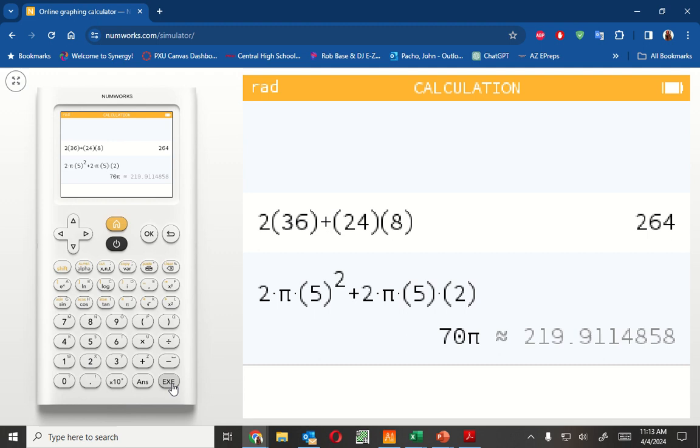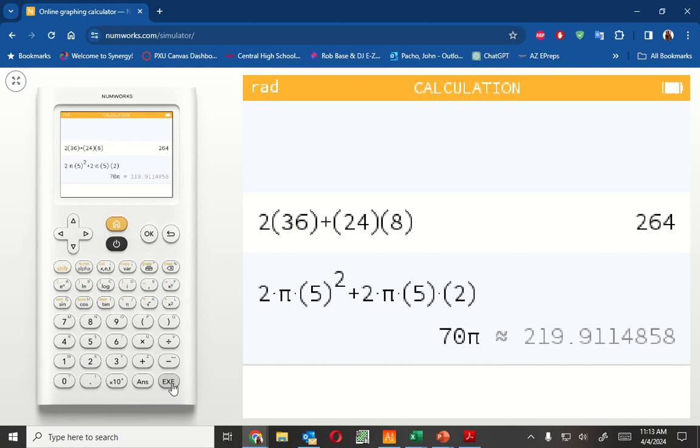Now, I love this calculator for this reason. When you take the ACT, SAT, or some of these standardized tests, it's going to say, leave your answer in terms of pi. That means you don't have to multiply the pi in. Pi is an irrational number, 3.14 and so on, and it goes on forever. It's never going to end, and it doesn't have a pattern. So your answer in terms of pi would be 70 pi.